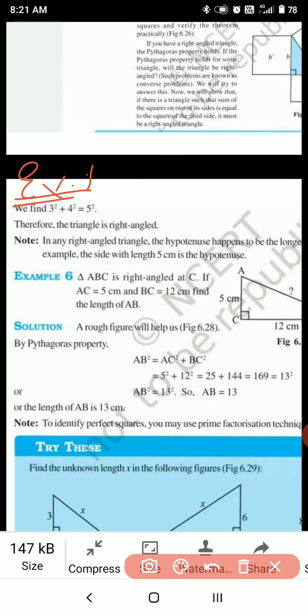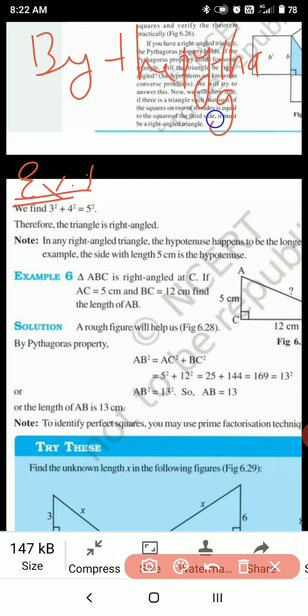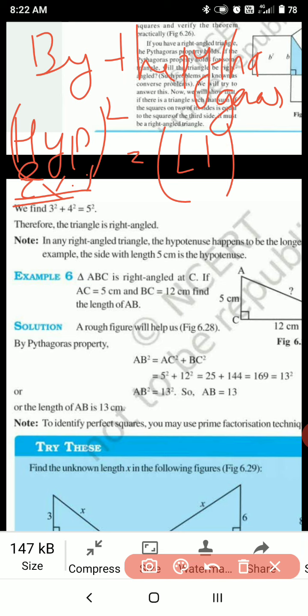Okay, so for that what we are going to do here is use the Pythagoras property. And what is the property? That the hypotenuse square is equal to leg 1 square plus leg 2 square, or we can say base square plus perpendicular square. Suppose this is the base and this is the perpendicular, so we can write base or perpendicular in place of leg 1 and leg 2.